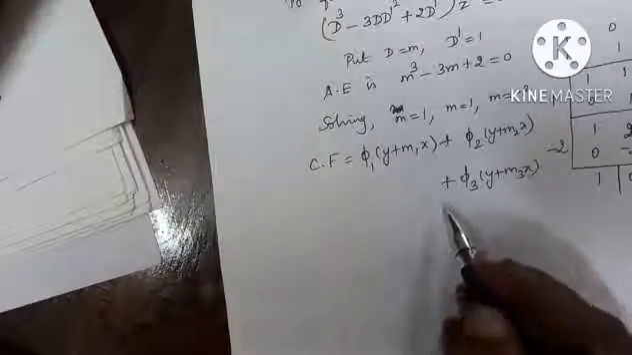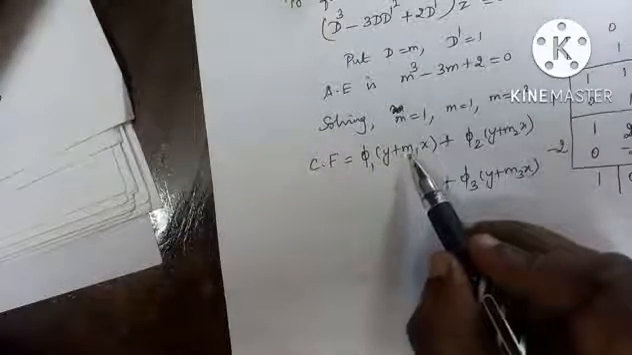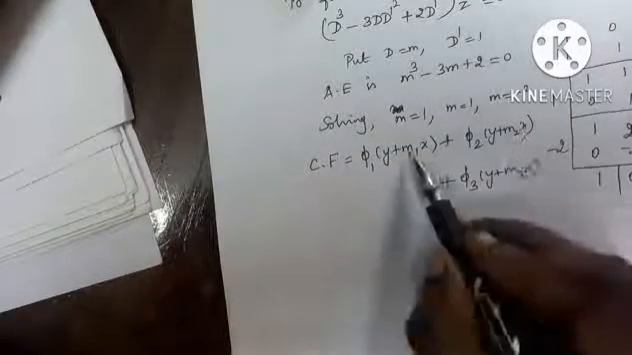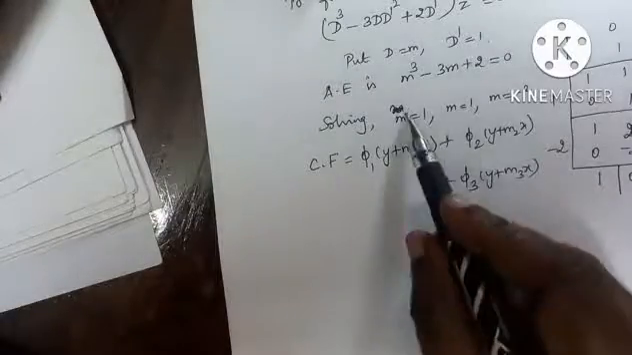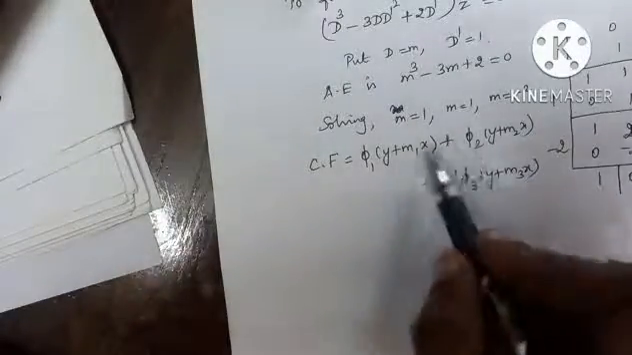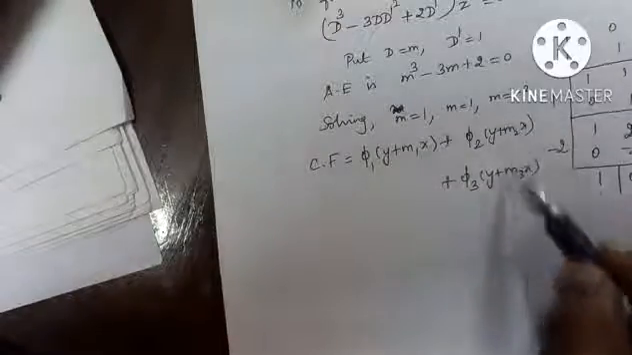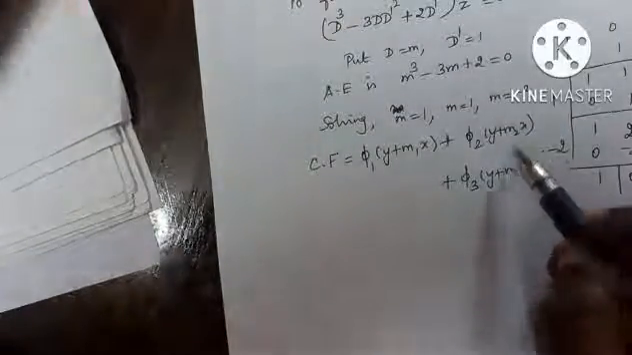Let us write the CF. So phi 1 of y plus m1x, phi 2 of y plus m2x, phi 3 of y plus m3x. This is the CF for non-repeated roots. Since 2 of the roots are repeated, listen here, we consider m1, m2 the repeated root. Your choice, you can consider m2, m3 as the repeated root. I consider m1, m2 the repeated root.